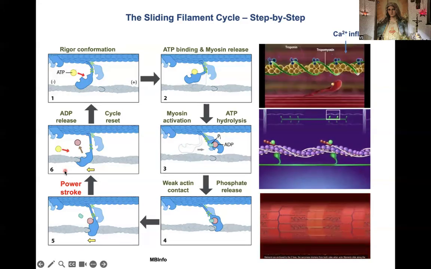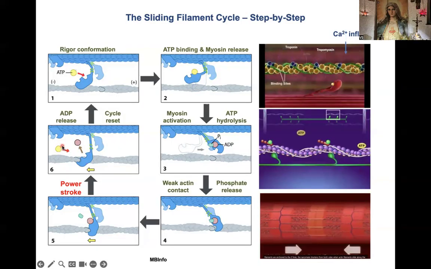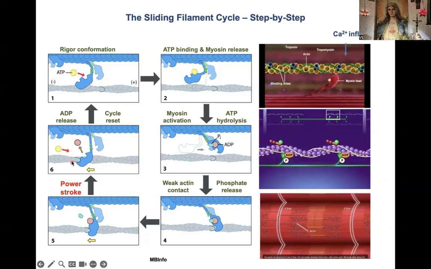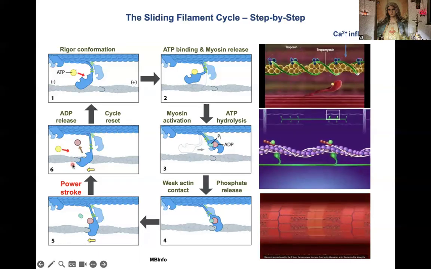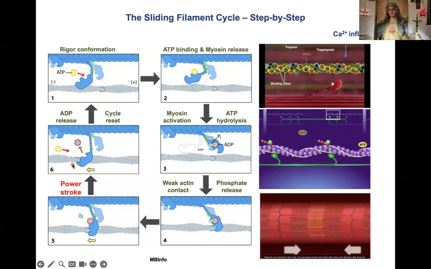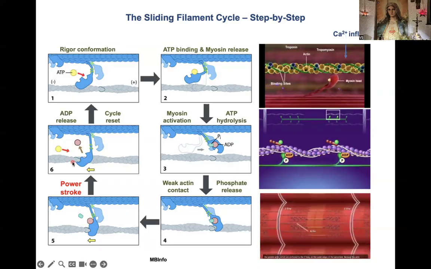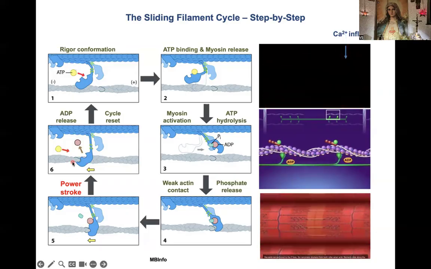Step 6. ADP release and cycle reset. Myosin head returning to its original position. As myosin returns to its starting position, ADP is released, completing the cycle. Myosin remains tightly bound to actin, ready to repeat the process.